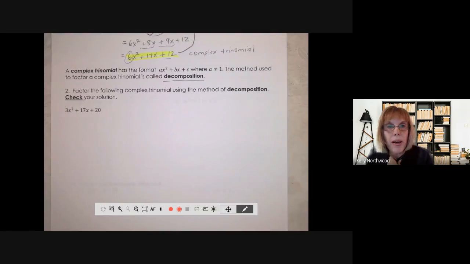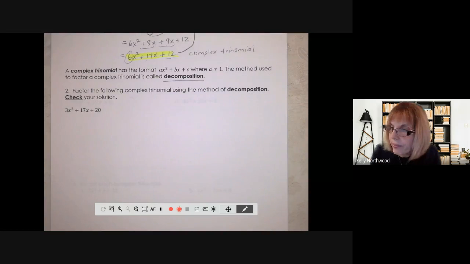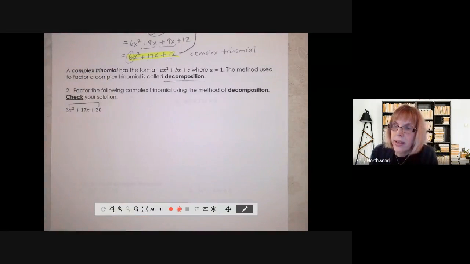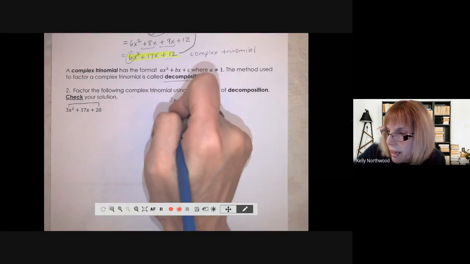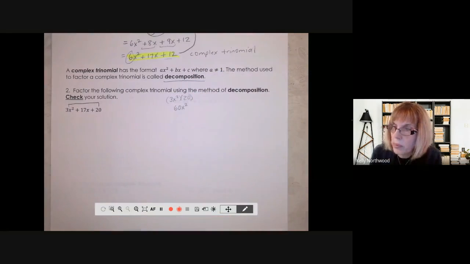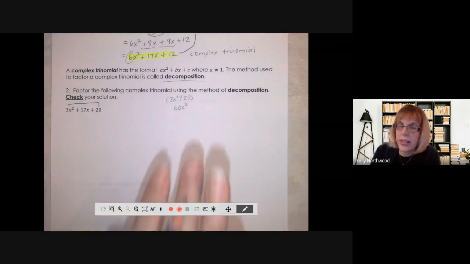So factor the following complex trinomial using the method of decomposition, and then we're also going to check our solution using FOIL. This is a list of steps that we're going to learn how to do this morning, and hopefully everybody will be able to do it. You may think, why are we doing this? But hopefully once we get to the end, you'll understand how this is a method that works. The first thing you do, may seem weird, is you multiply the first term and the last term together. So I'm thinking in my head, 3x squared times 20 is 60x squared. I multiplied the first term and the last term together, and I did it off to the side.